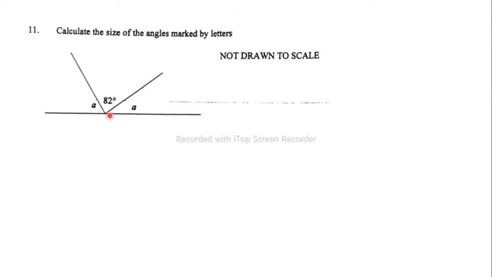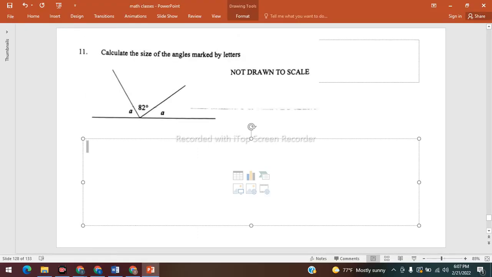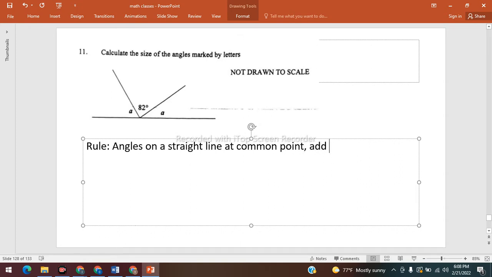Now, what rule should we use? Angles on a straight line add up to 180 degrees. Very good. So let's use that rule. The rule here is that angles on a straight line at a common point add up to 180 degrees. That's the geometrical rule we have, and using that understanding we're going to figure out what A is.